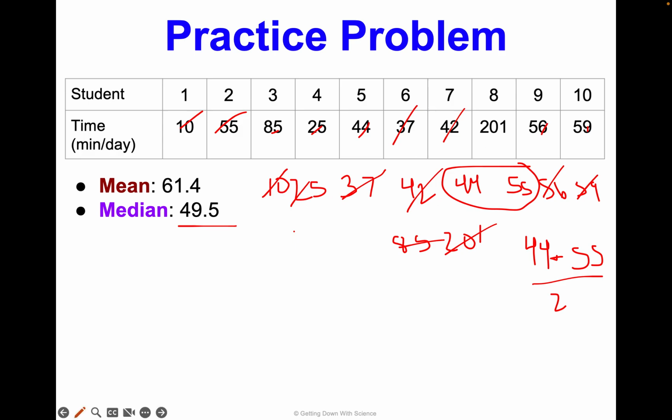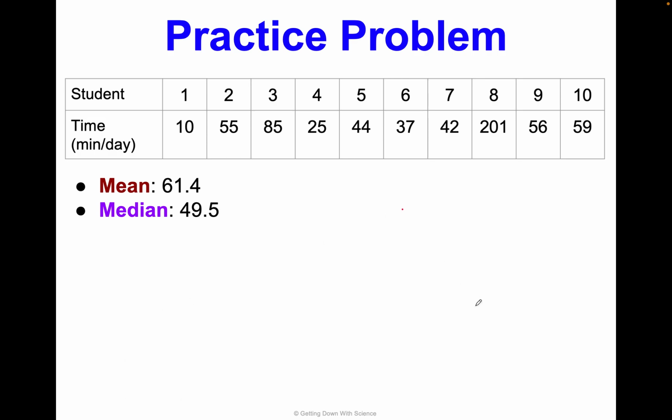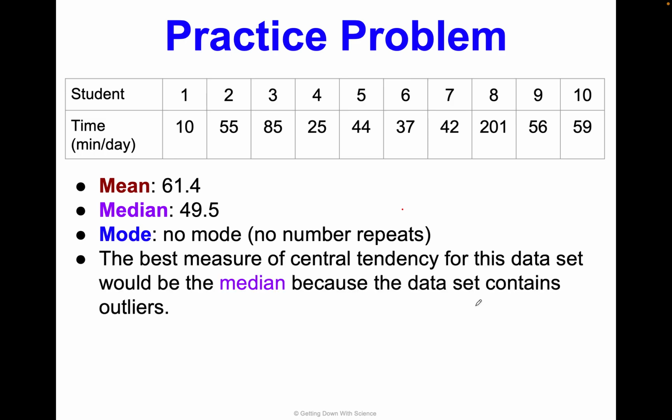And what is your mode? What is the number that appears the most? Trick question, there is no mode. That's okay. There doesn't have to be a mode. Every number can just appear once. NBD, no big deal. Okay? So that's your mean, your median, and your mode.